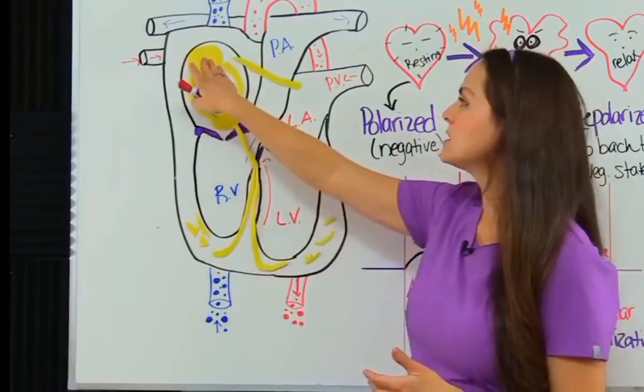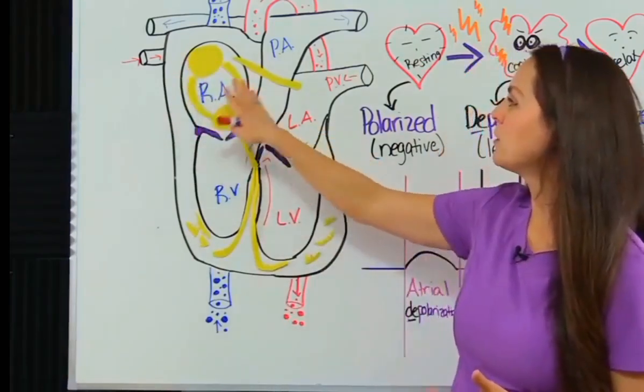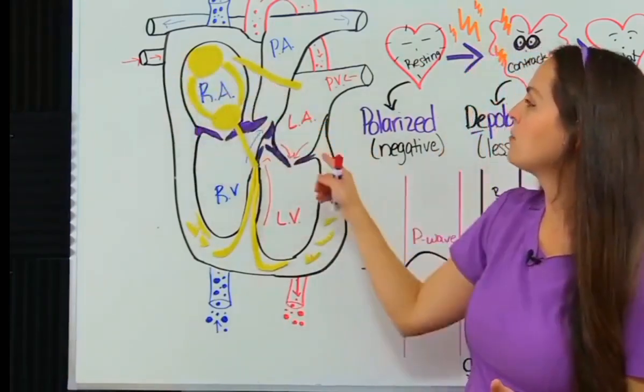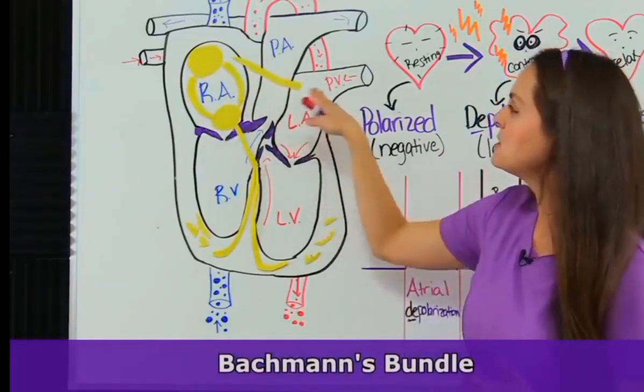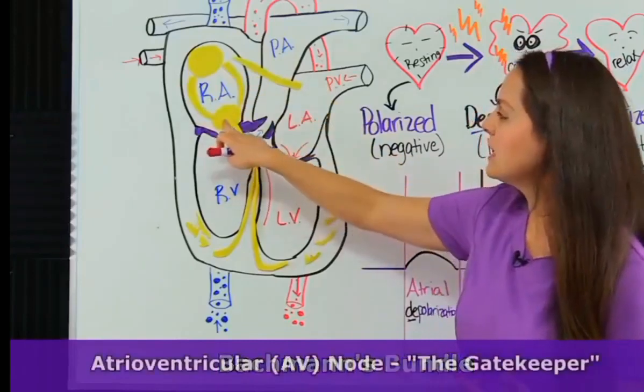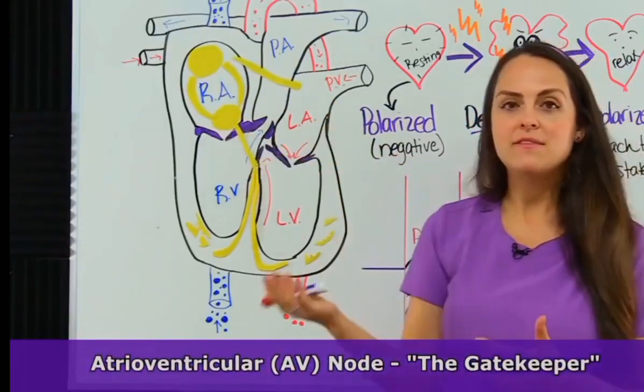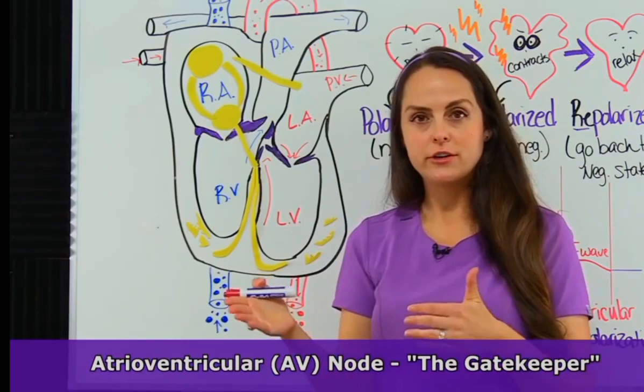So whenever the electrical signals leave here, they go through these internodal pathways. Over here we have a pathway so it can actually get over to the left atrium, because it's a little bit over there, called Bachmann's bundle. And then it goes down and hits the AV node. AV node stands for atrioventricular node.